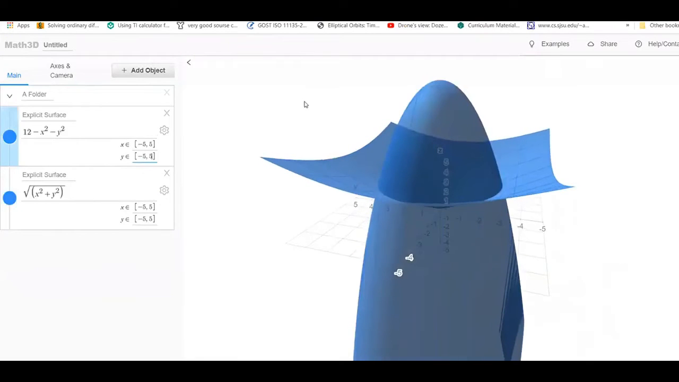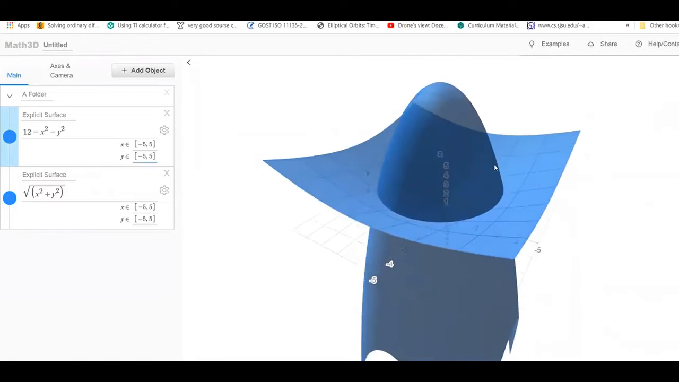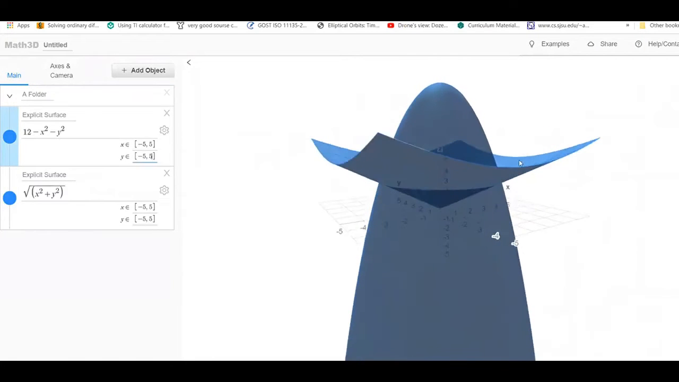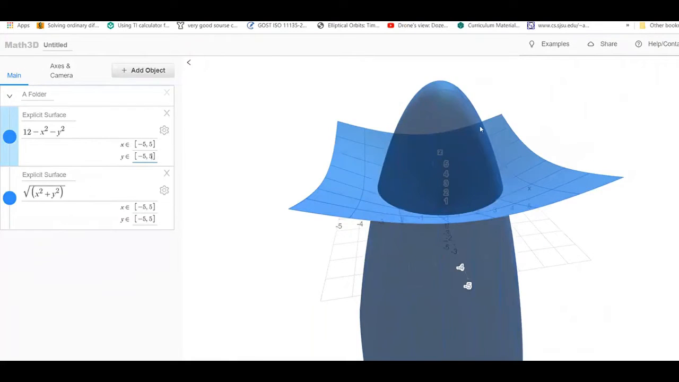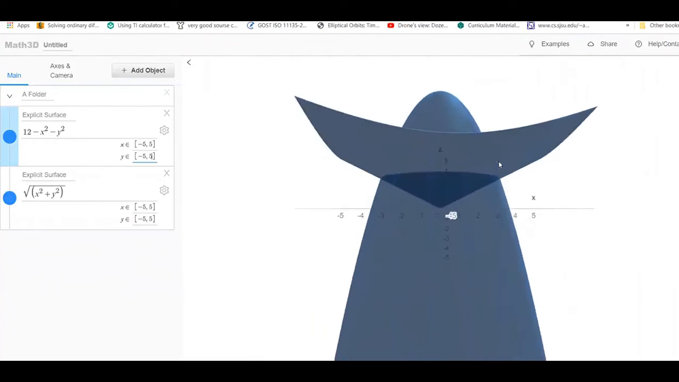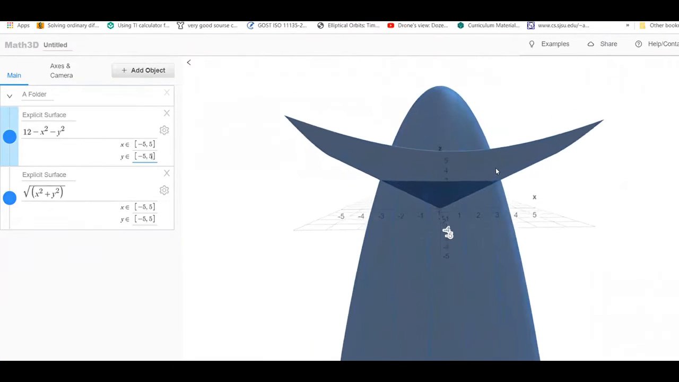Here we go. So here you have your cone and the inverted paraboloid. So in a sense, your z is bounded between the cone, square root of x squared plus y squared, and on top by 12 minus x squared minus y squared.